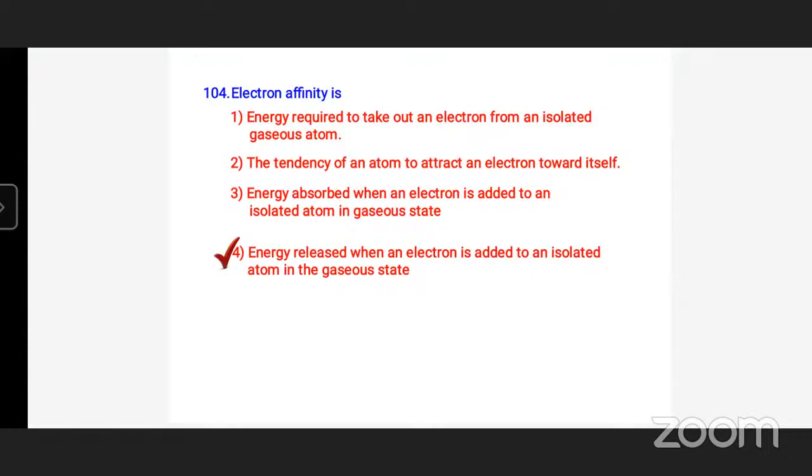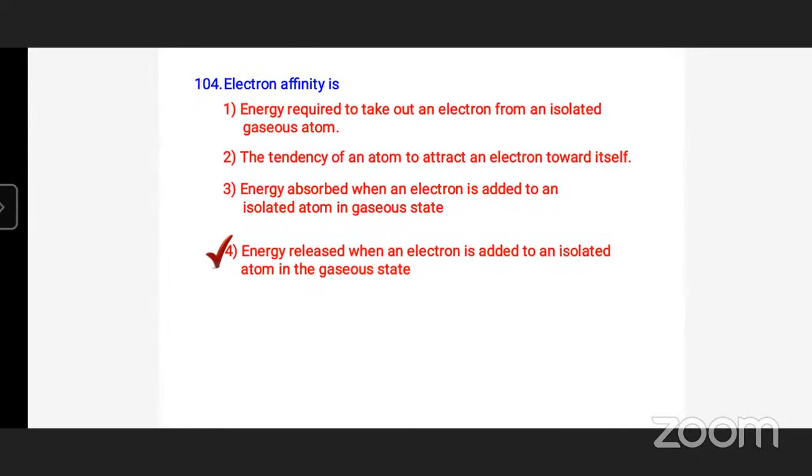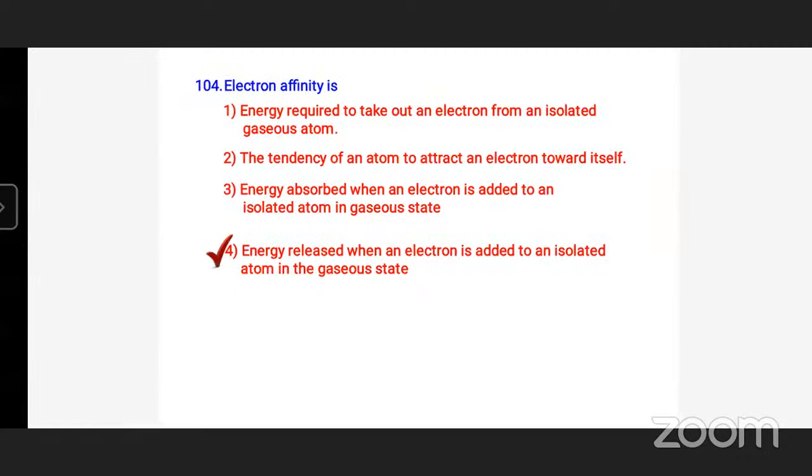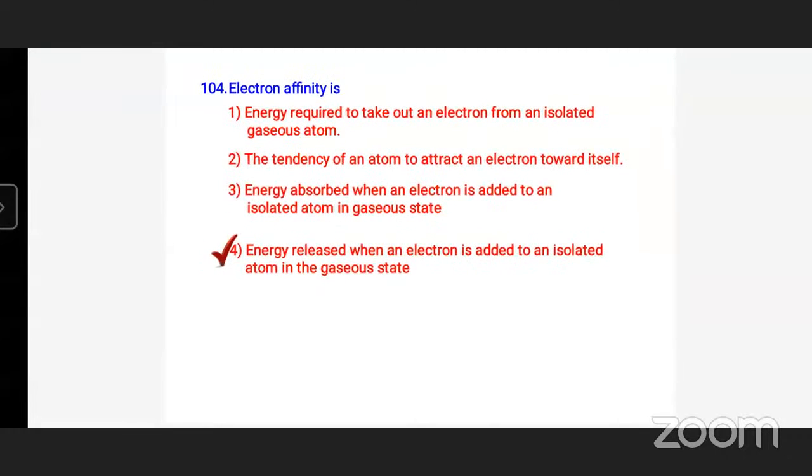Generally, electron affinity or electron gain enthalpy means the amount of energy released. Energy released when an electron is added to a neutral gaseous atom to convert it into a negative ion is called electron affinity. In the following four options, the fourth one is the right option because energy is released when an electron is added to an isolated atom in the gaseous state. So that is the correct option. Okay. Right. Next question.